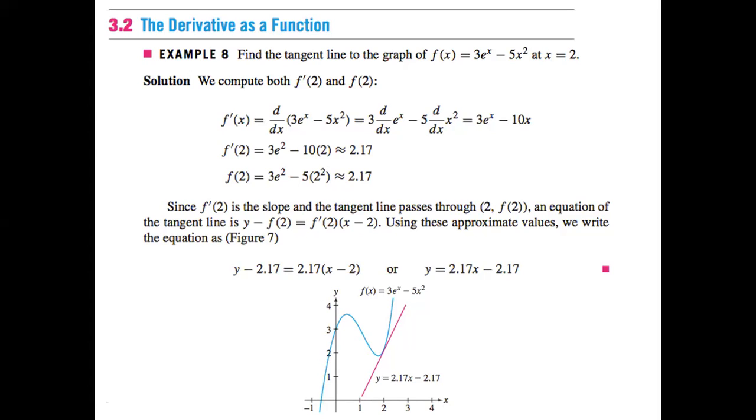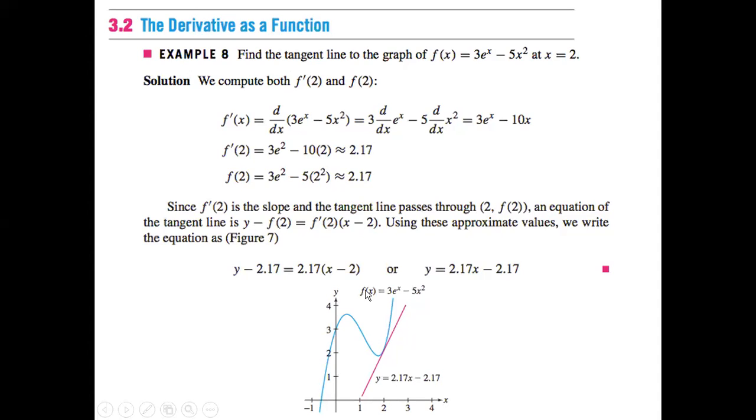And sort of by accident, f prime of 2 and f of 2 happen to be similar values. So you use point slope formula like usual to find the tangent line through the point 2, f of 2. That's 2.17.